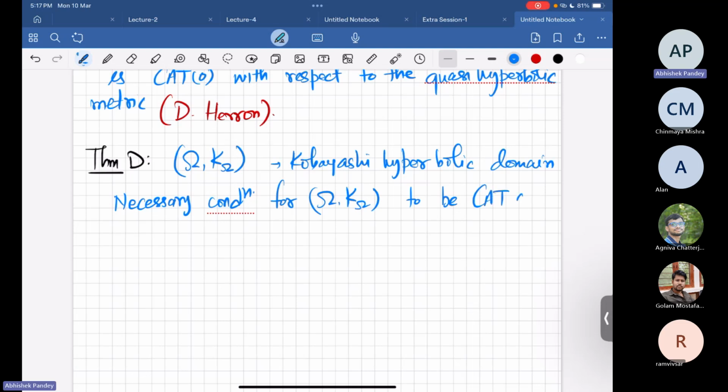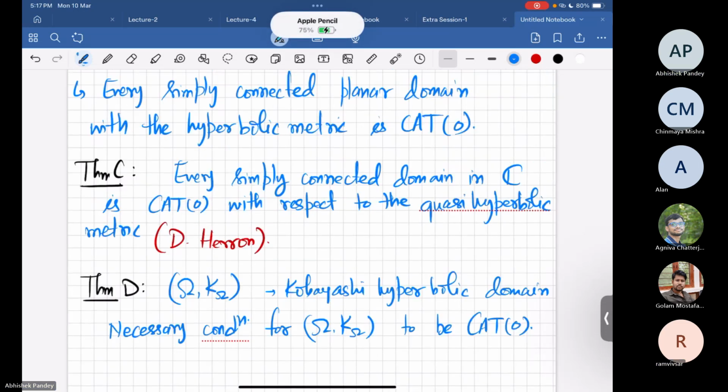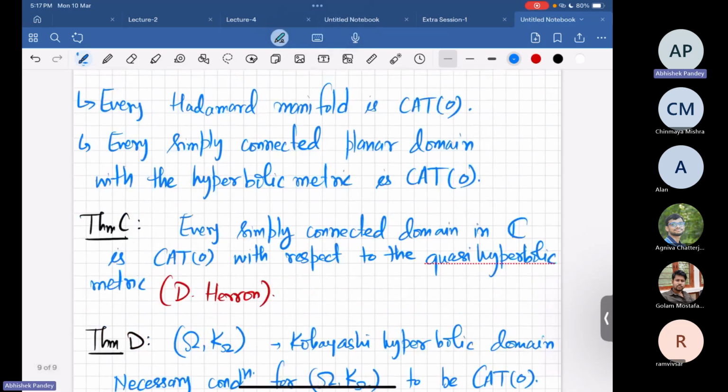Obviously, I haven't mentioned this thing because that will be out of scope for this short course. What about the higher dimension version of the above result for the quasi-hyperbolic metric? Yes, the characterization is not known yet. One can easily construct examples of higher dimension simply connected domains in R^n which are not CAT(0) with respect to the quasi-hyperbolic metric.